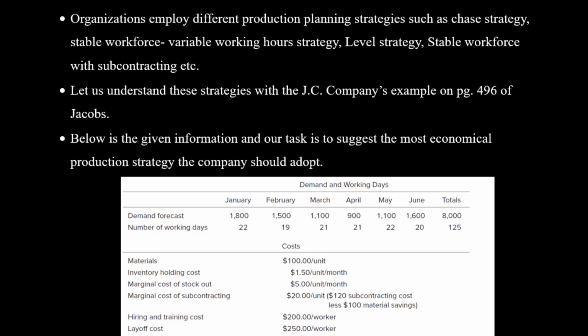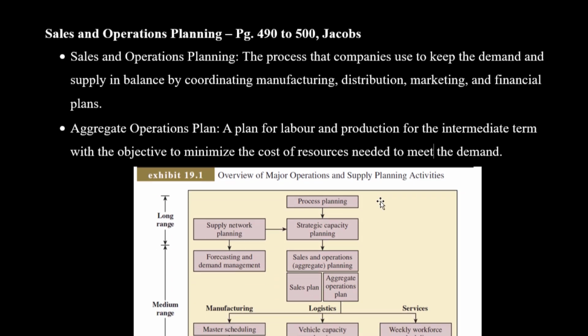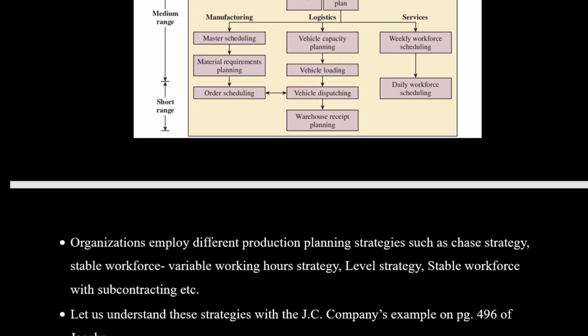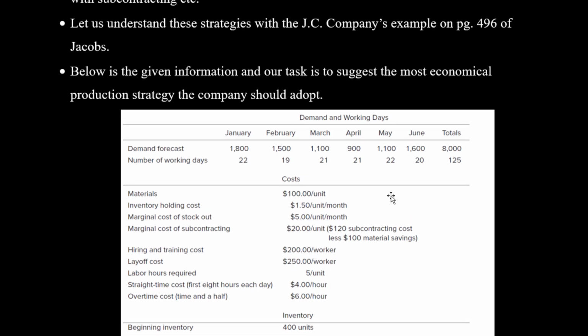Let us understand these strategies and the calculations involved with the JC company's example, which is on page 496 of Jacobs. You can read the page numbers which I have already mentioned here from 490 to 500 in detail so that you understand all the concepts explained by the author in detail. Below is the information which is given about the JC company, and we need to suggest the most economical production strategy which the company should adopt.